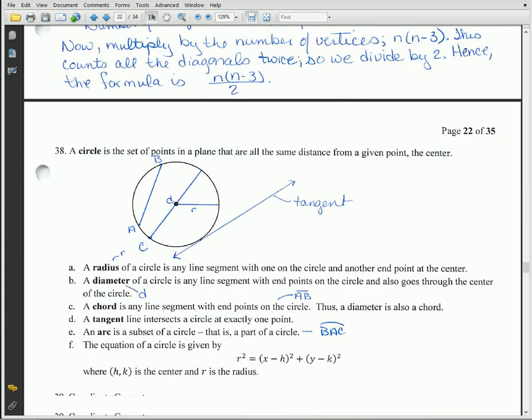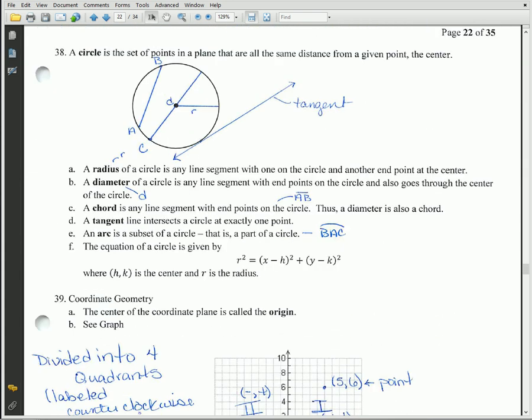Okay? Next, let's talk about circles for a minute. Let me take a deep breath. I feel like I'm running through this.